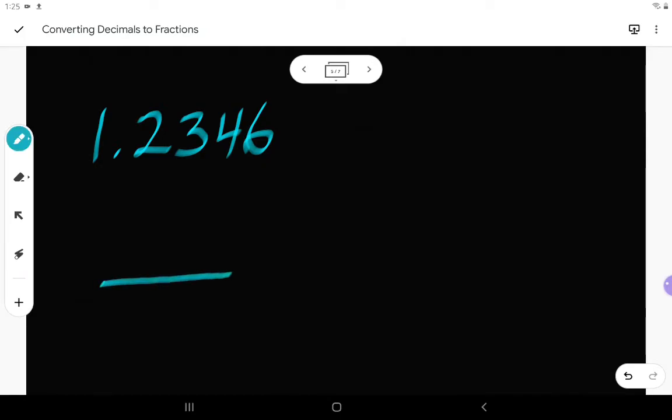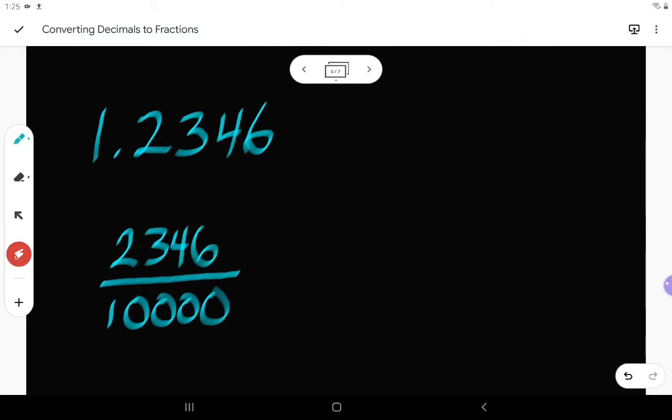If I'm going to be writing this as a fraction, I know I'm going to start with a 1, and then I've got 1, 2, 3, 4 numbers on the right-hand side of the decimal point, right? So I need 1, 2, 3, 4 zeros in my denominator. The numerator of the fraction is going to be that 2, 3, 4, 6 in order. But it wasn't 0.2346, it was 1.2346. I'm going to take that 1 and just put it in front of my fraction.